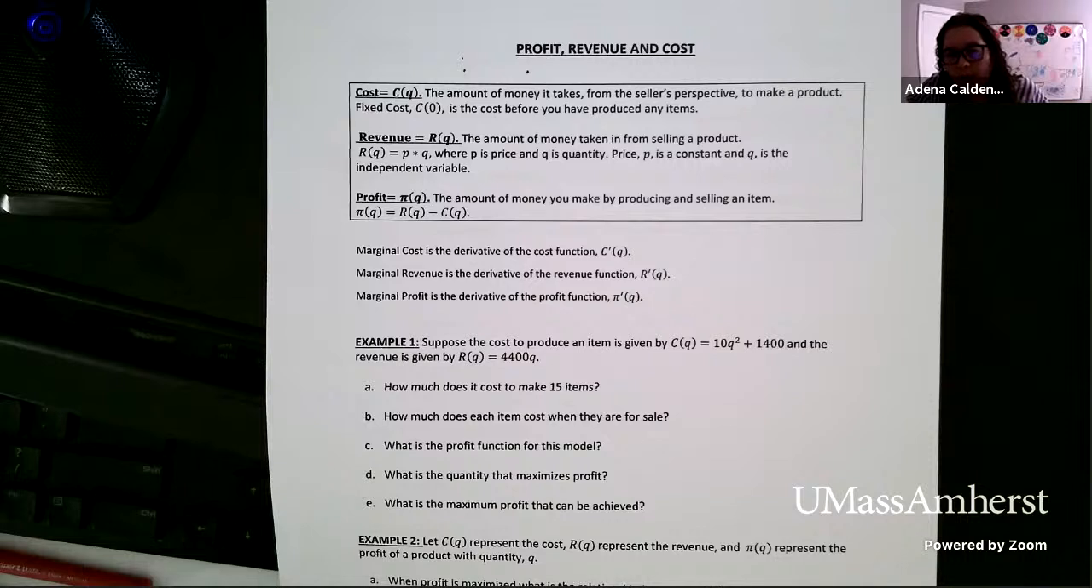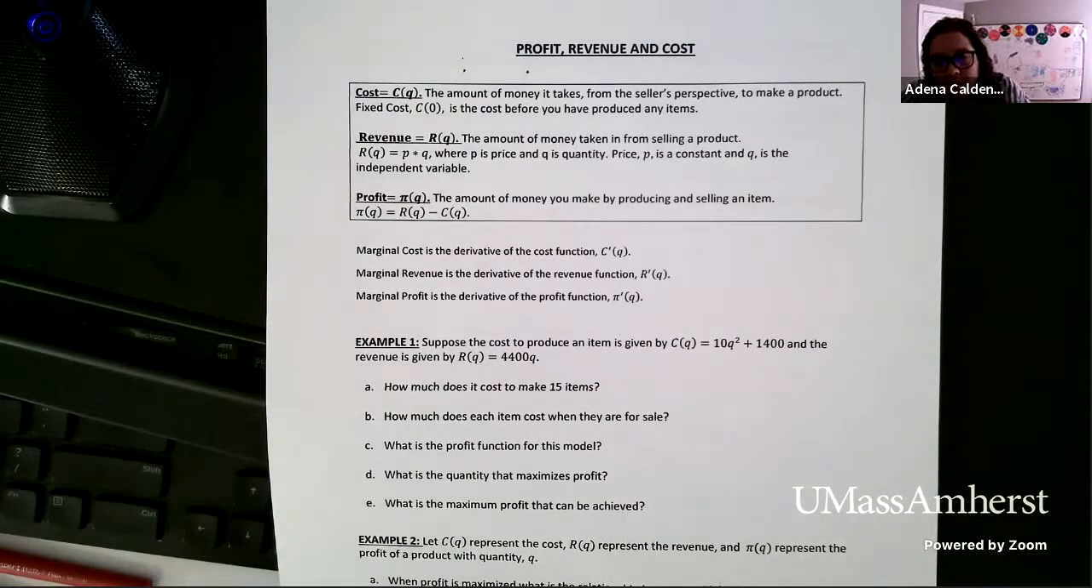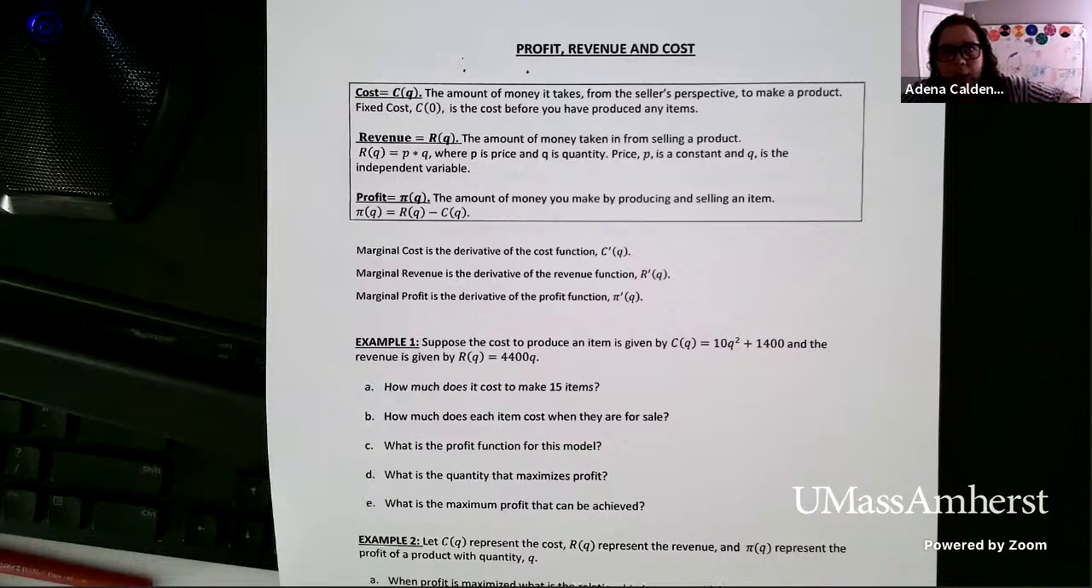So the fixed cost, C of 0, is the cost before you've produced any items. Fixed costs are also sometimes called upfront costs. They are not based on how many items you're making, but are more of an initial investment. So if you're making ceramic bowls, maybe you buy a kiln for your studio, which is the big oven that they get fired in. You only pay for that once, and you haven't even made any bowls yet. So that would be a fixed cost, for example.